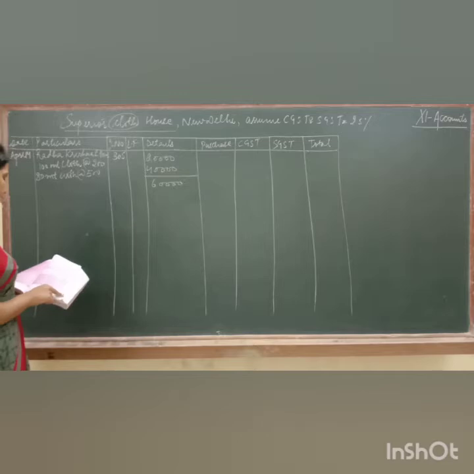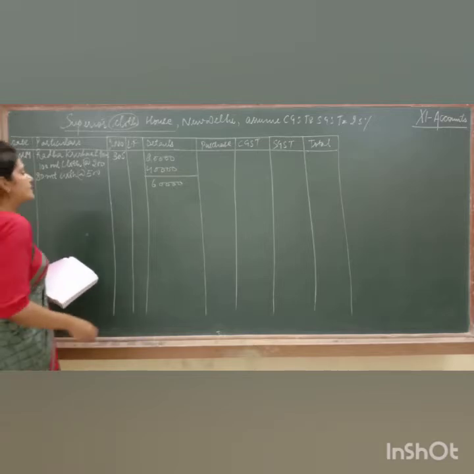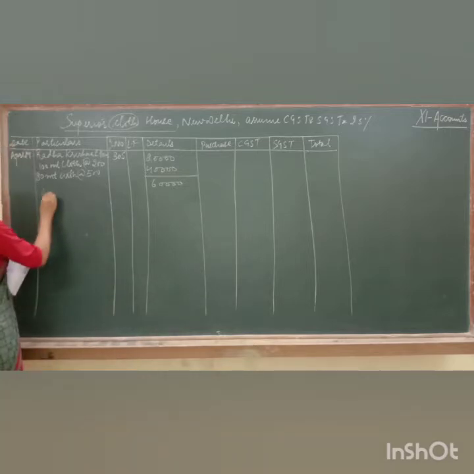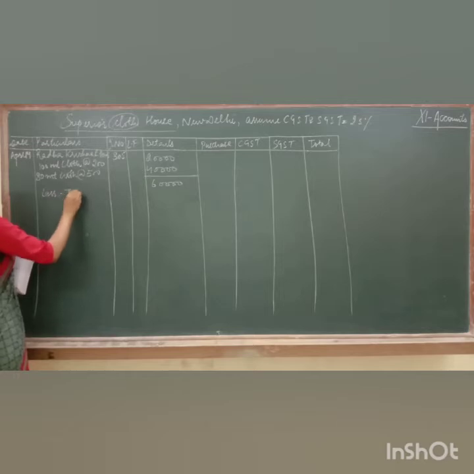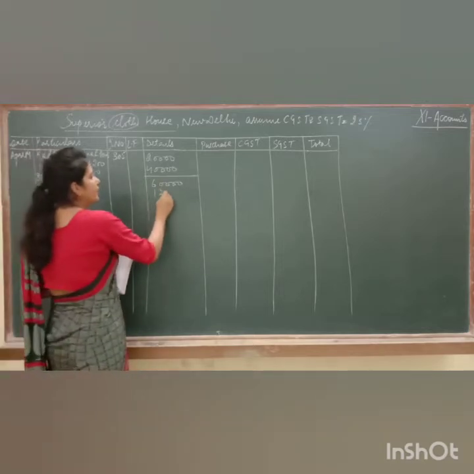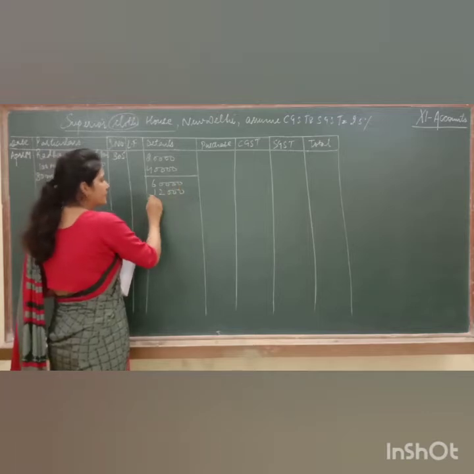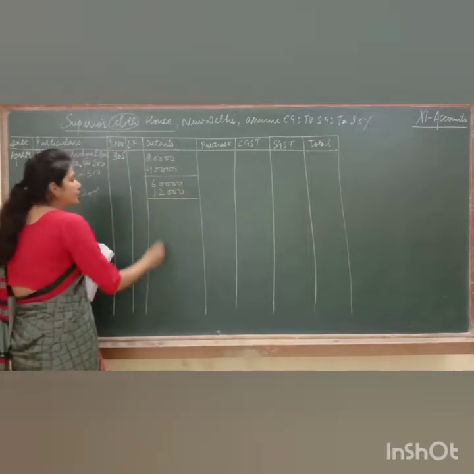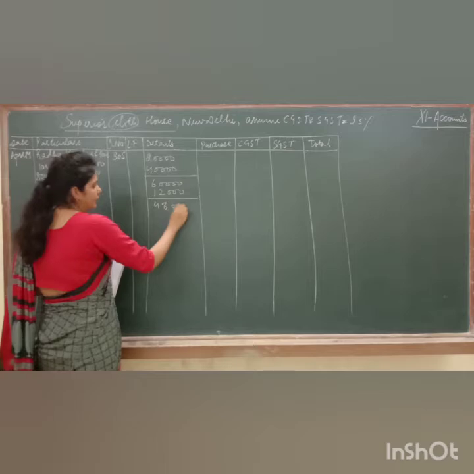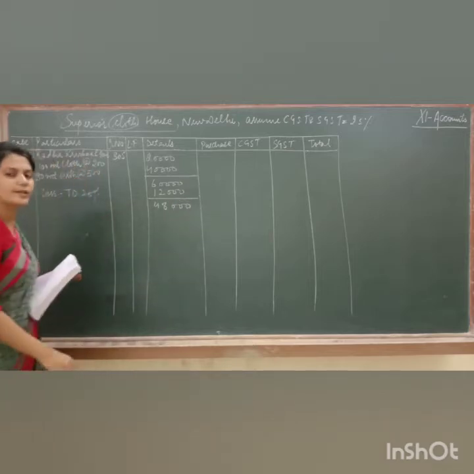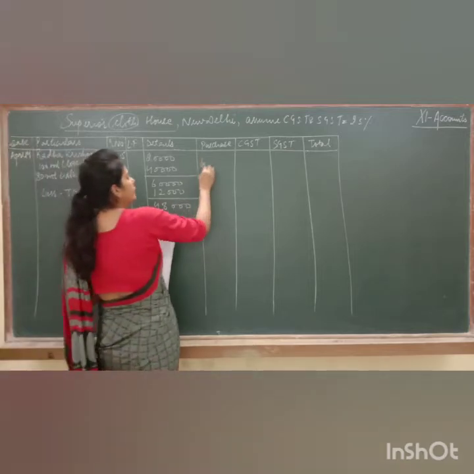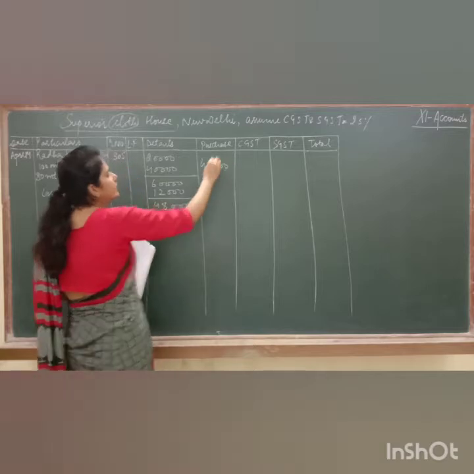Then it is mentioned to charge 20% trade discount. Then write here less trade discount 20%. So 20% of 60,000 is 12,000. So it becomes 48,000. This is the amount of net purchase which we have to write in this purchase column.